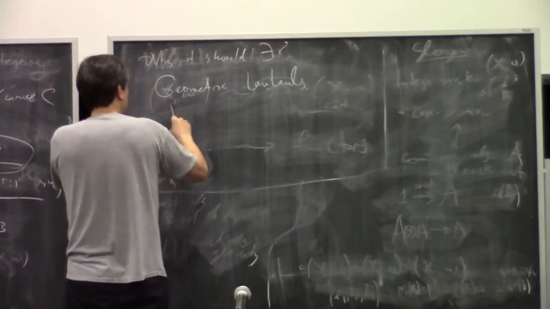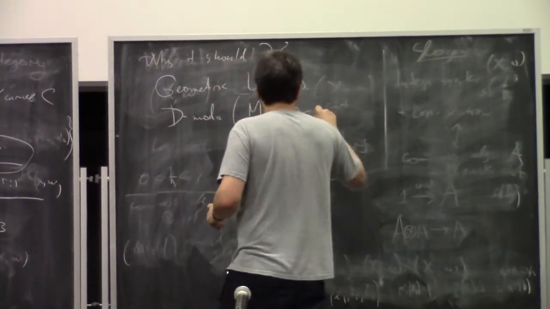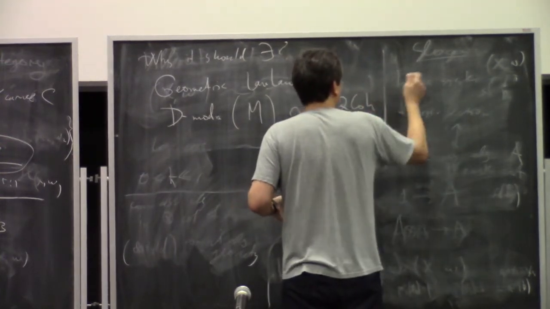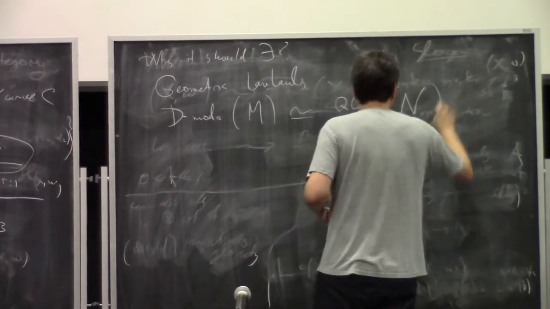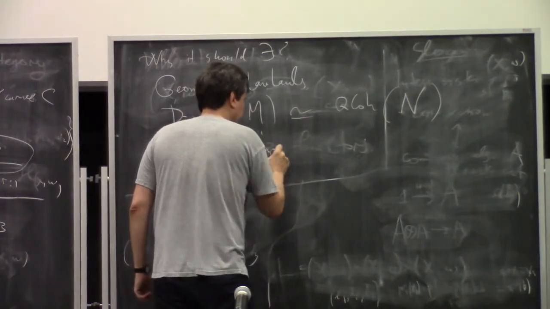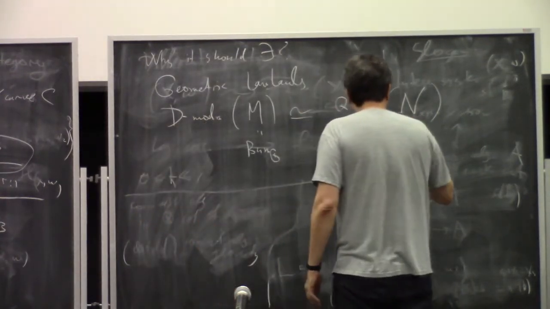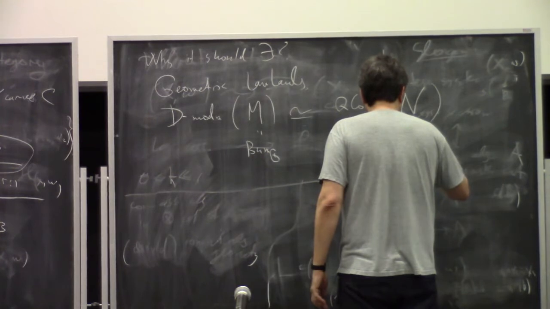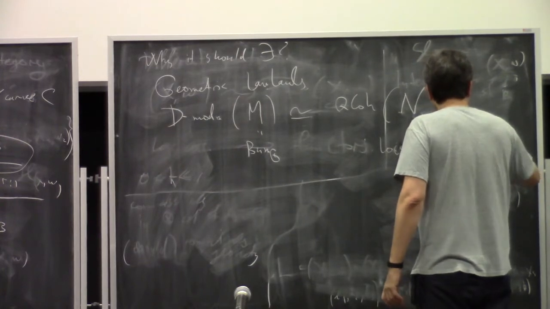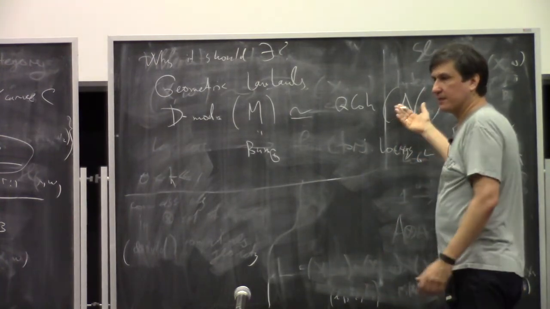Because the geometric Langlands correspondence says something like this: it says that D-modules, not necessarily holonomic, on M, this derived category, should be equivalent to quasi-coherent sheaves on some other variety N. And in real life, N is what people denote something like Loc of G dual, where G is a reductive group, the space of bundles on a curve with connection. So the space has twice the dimension of N.